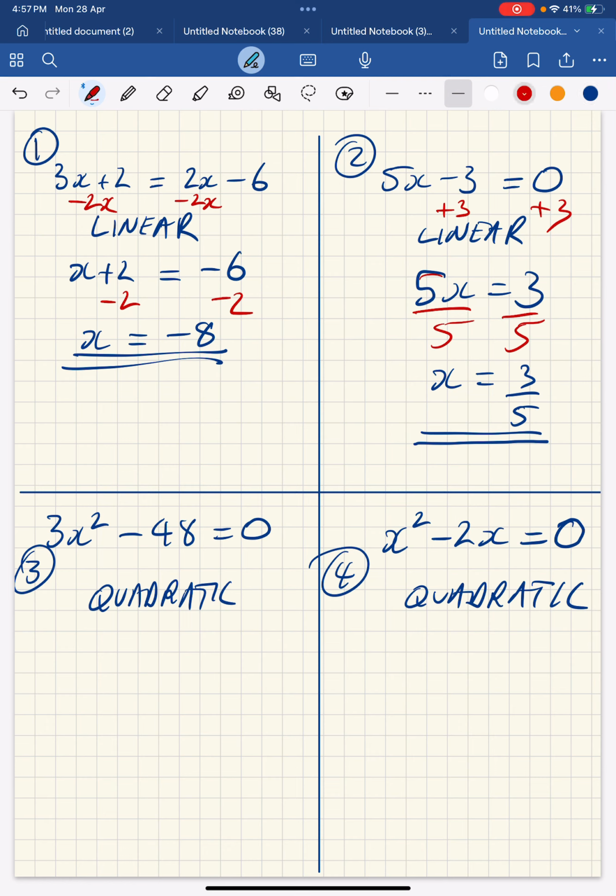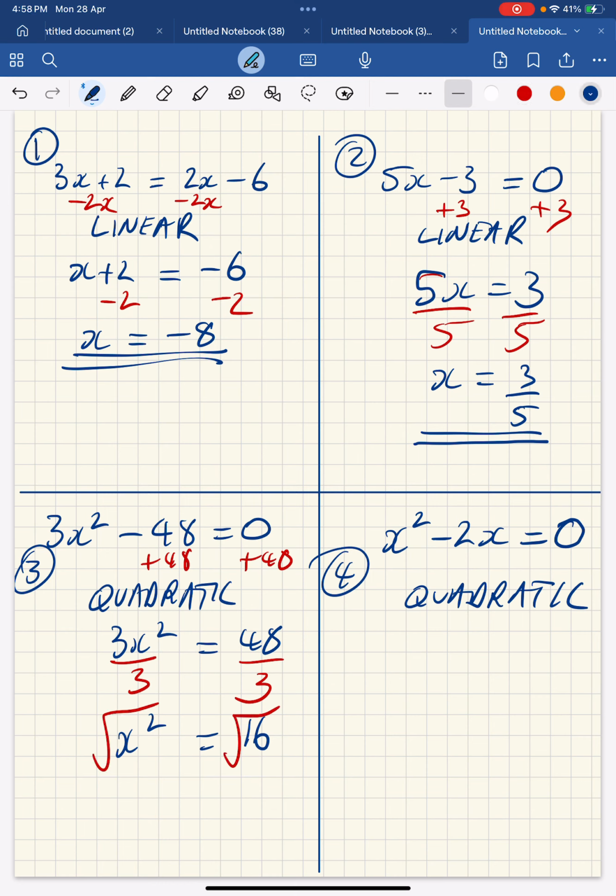Well, I'm going to try using the balancing method for the quadratic, all right? So plus 48. So that will give me 3x squared equals 48. And then that looks quite similar to before. Divide by 3. So that'll be x squared equals 16. And then if I take the square root of both sides, I will have x equals 4. But there's also a negative 4, right? 2 solutions to this one. So it looks like the balancing method has worked really well.